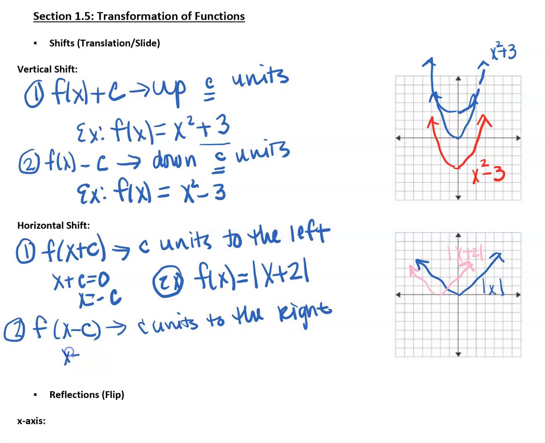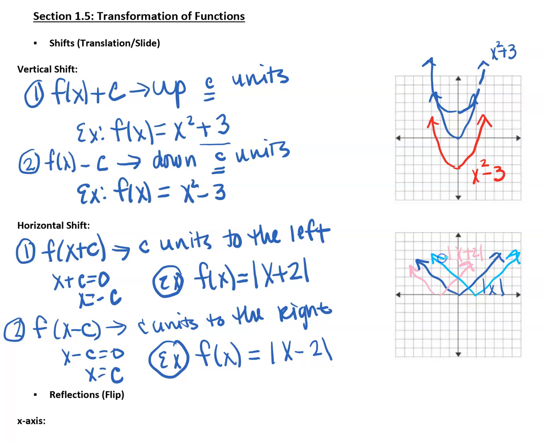And so again, if you think about x minus c equal to 0 and solving for x, that's going to be the opposite of what you think. So this would be like f of x equals the absolute value of x minus 2. I'm going to switch colors again. So now we're going to go to the right 2, and again, on the inside, it's the opposite of what you would think movement-wise. When it's on the outside, it's exactly what you think.